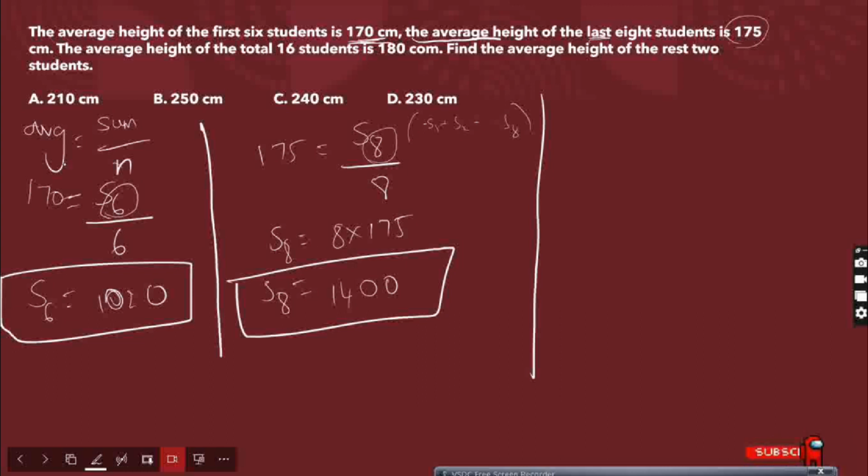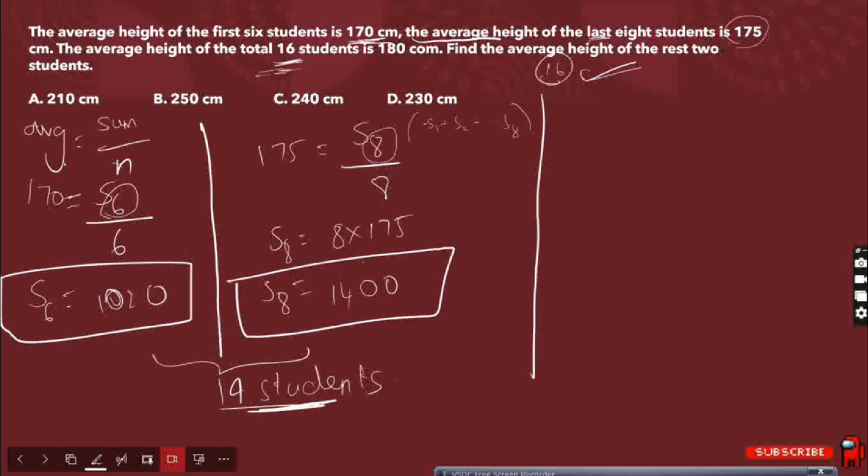6 plus 8 will give you 14 students. Up to now we have calculated 14 students only. Now in the next statement they are telling the average height of total 16 students. That means there are total 16 students, and in these 16 students we have calculated the average of 14 students.